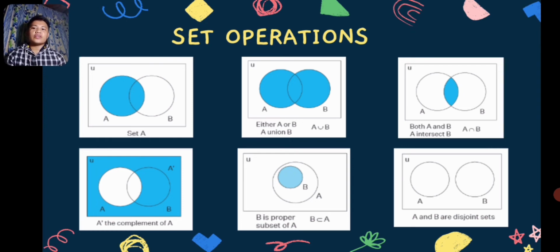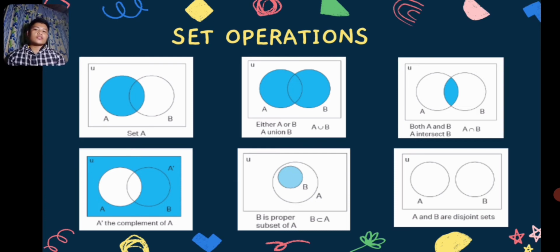The third figure shows the intersection of two sets, shading the portion in which they have elements in common. The fourth figure shows the complement of set A, wherein all the elements that are not in A are said to be its complement. In the fifth figure, when the elements of one set B completely lie in the other set A, then B is said to be a proper subset of A. Lastly, when two sets have no elements in common, they are said to be disjoint sets.